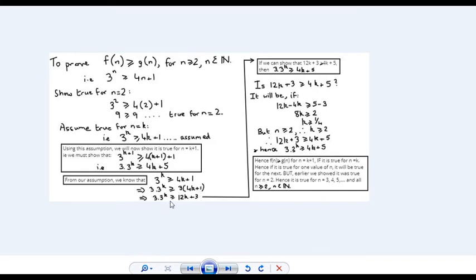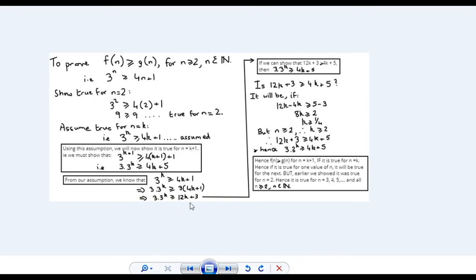3 by 3 to the k is greater than or equal to 12k plus 3. So I know that's true, but really I'm trying to prove that 3 by 3 to the k is greater than or equal to 4k plus 5. I know it's greater than 12k plus 3, but I want to know, is it greater than 4k plus 5?